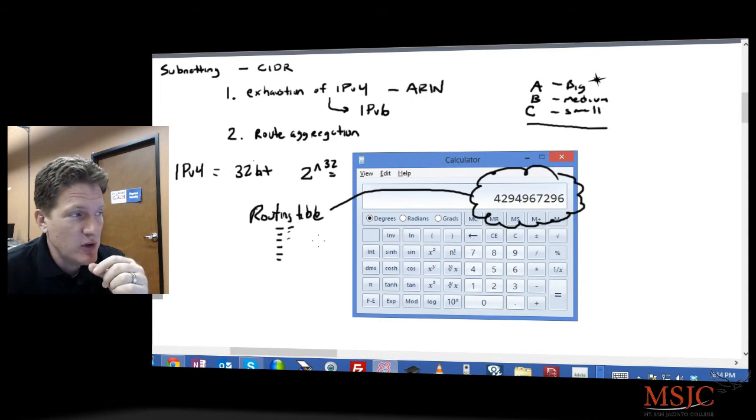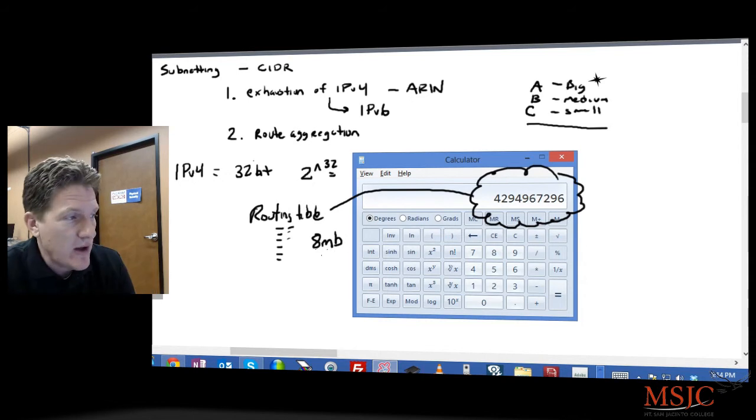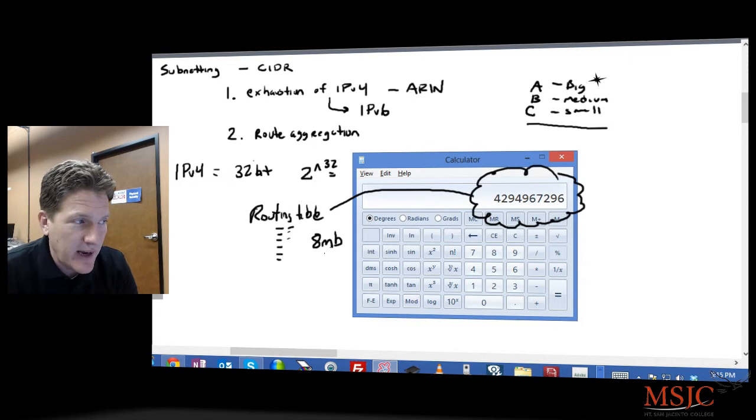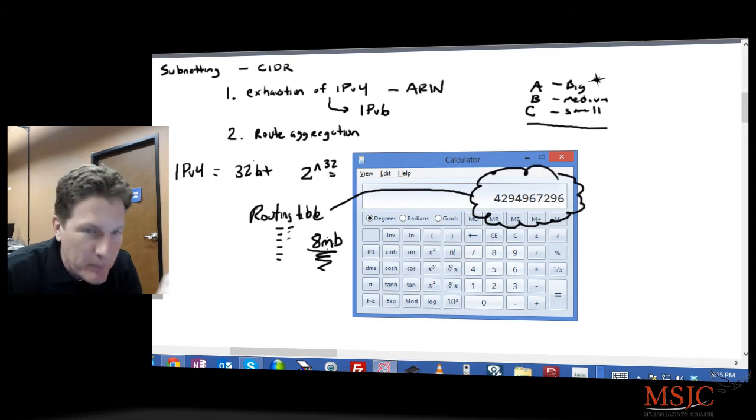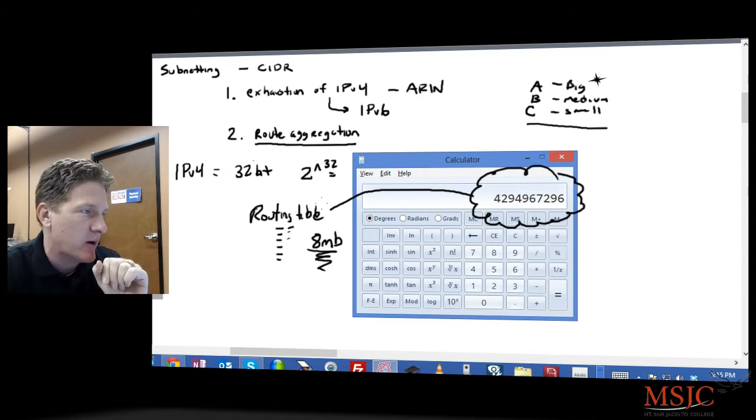Well, you can imagine back in the early 80s, we were getting to the point where we had to have an 8 megabyte routing table. Now, I don't know if you remember 1980, but I do. And 8 megabytes of RAM was A, not even possible, and B, if it was possible, would have been extremely expensive, right? But that was the problem. We didn't have routers that were capable of holding the entire routing table.